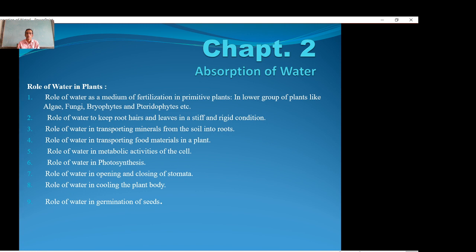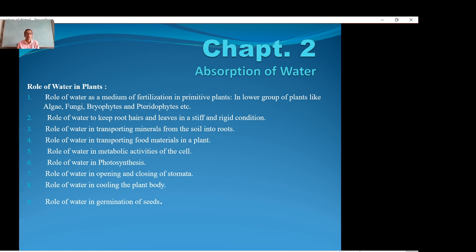Then the next role is the role of water in transporting food material in a plant. We know that a plant is an autotrophic living organism. It produces its own food material with the help of photosynthesis, and this produced carbohydrate, glucose, is transferred from the green part to another part of the plant through the phloem in dissolved form. Means this food material glucose dissolves in water, then is transferred in the plant body.